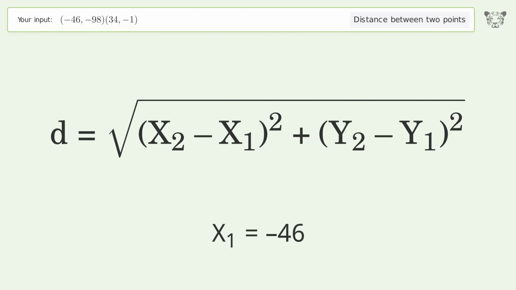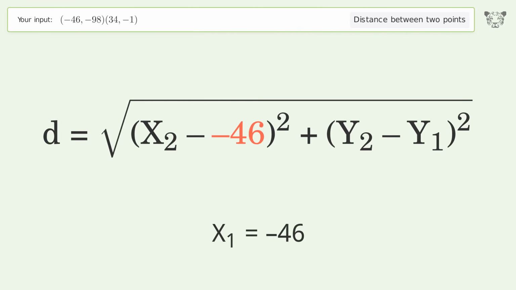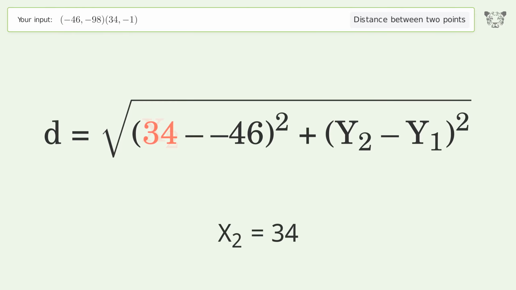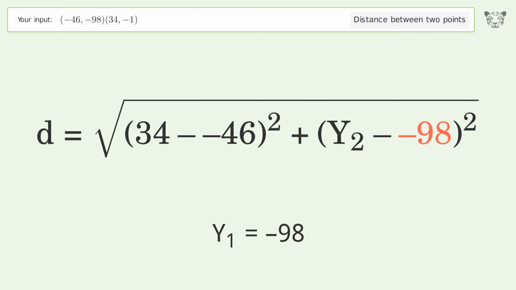x1 equals -46. x2 equals 34. y1 equals -98. y2 equals -1.